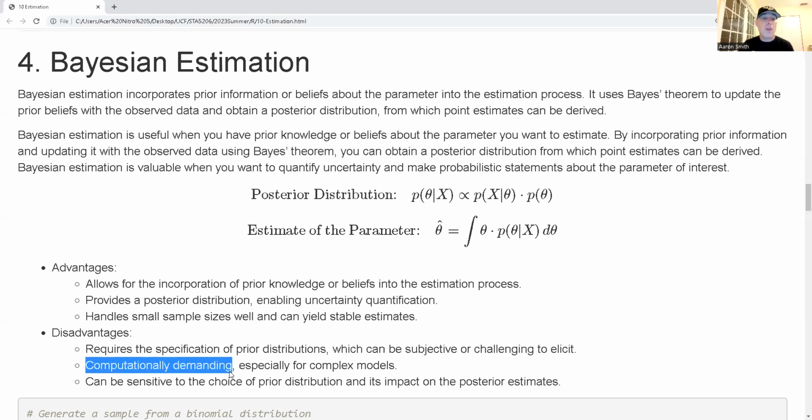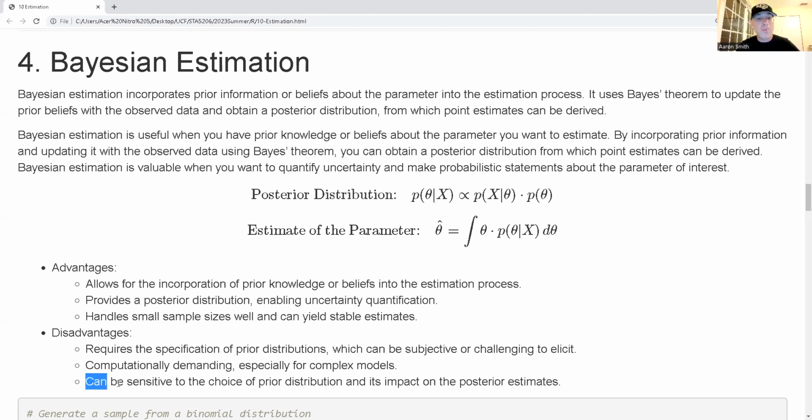Bayesian statistics can be computationally demanding, and this is not a joke. The Markov chain Monte Carlo can take a long time, and this is especially true for complex models. I have run things overnight. I have run things and gone to lunch. I have run things at the beginning of the day and had them finish at the end of the day. So this can take a while.